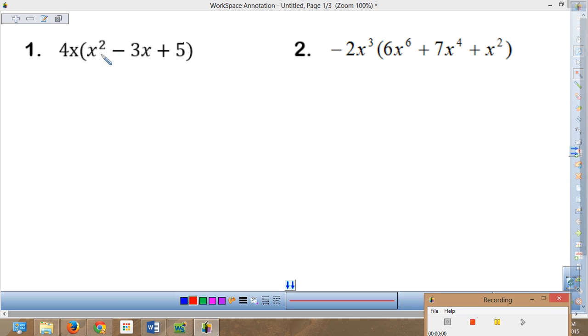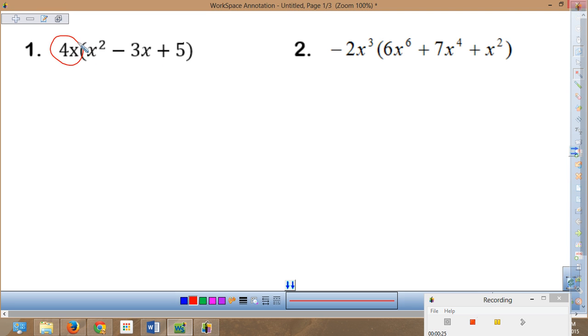Okay, we are looking at the study guide for Unit 4. Question number 1. We're actually going to work on all of Objective 1 in this video. Question number 1 has a monomial times a trinomial. When we multiply, it's really just using the distributive property. And so we're going to take 4x and multiply it to each thing in here.